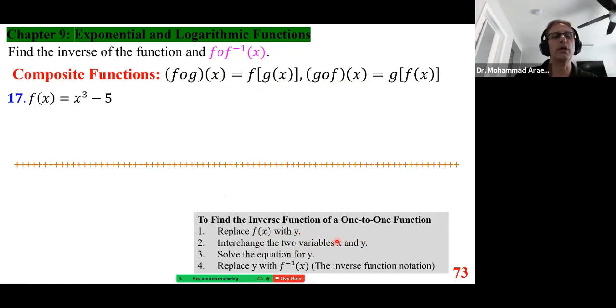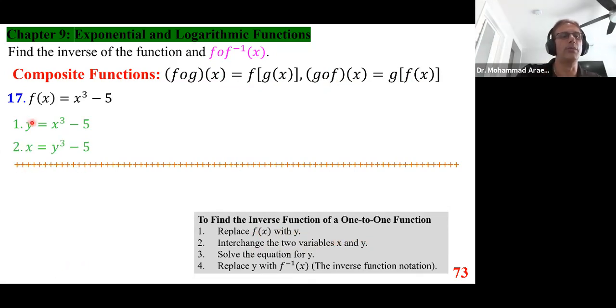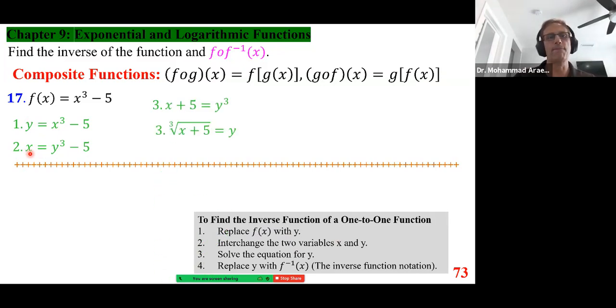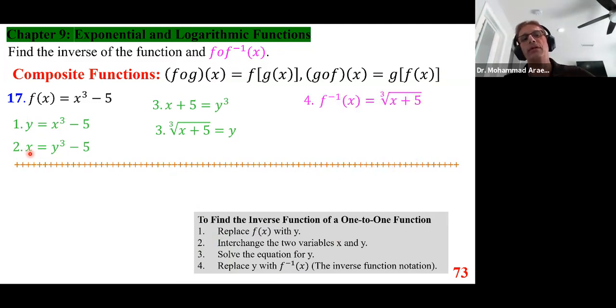So in this case, we're going to change f of x to y because it makes it easier to work with. Interchanging them, y becomes x, x becomes y. In this step, we already have the inverse. However, we don't stop there. We solve for y by moving the -5, which becomes +5, and then take a cube root. Now we give it the name f inverse.